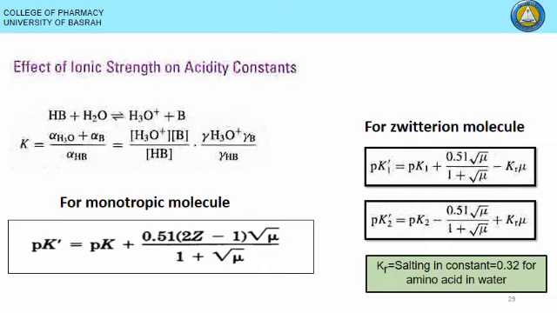And how can we get this thermodynamic effect from the ionic strength? If we have a monoprotic molecule and we need to calculate the pKa of that molecule at different ionic strength, we can apply this equation. So pK prime, instead of pK, we are now using pK prime, equal to pK plus 0.5 times (2 multiplied by the charge minus 1) times the square root of mu, divided by 1 plus the square root of mu. So this is for a monoprotic molecule.